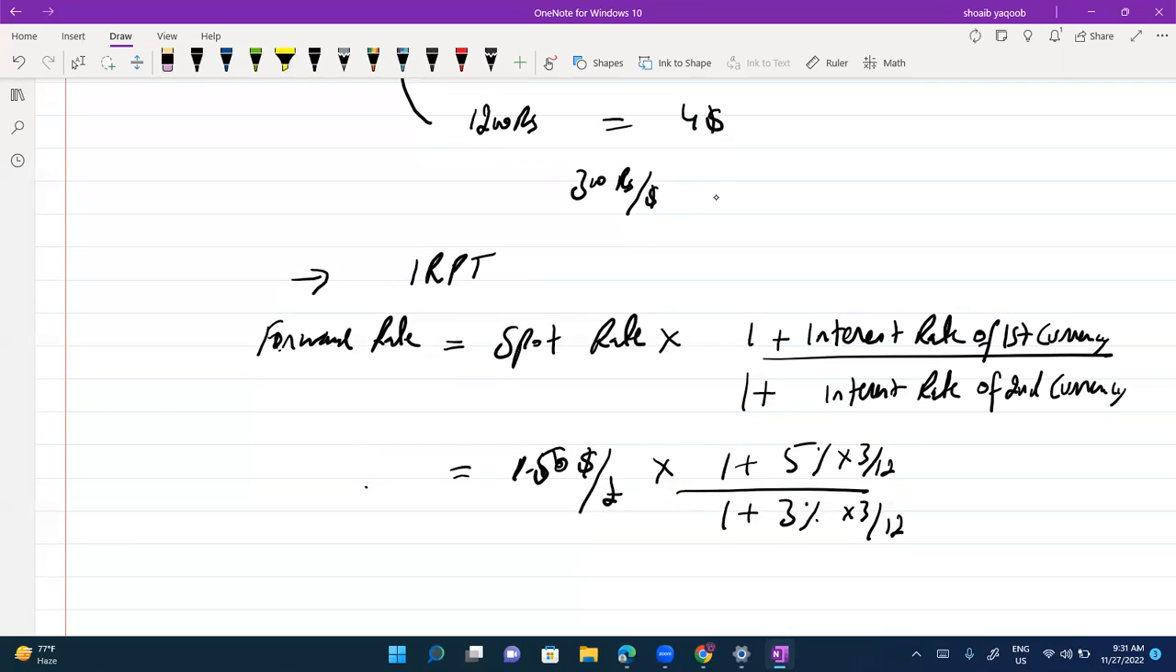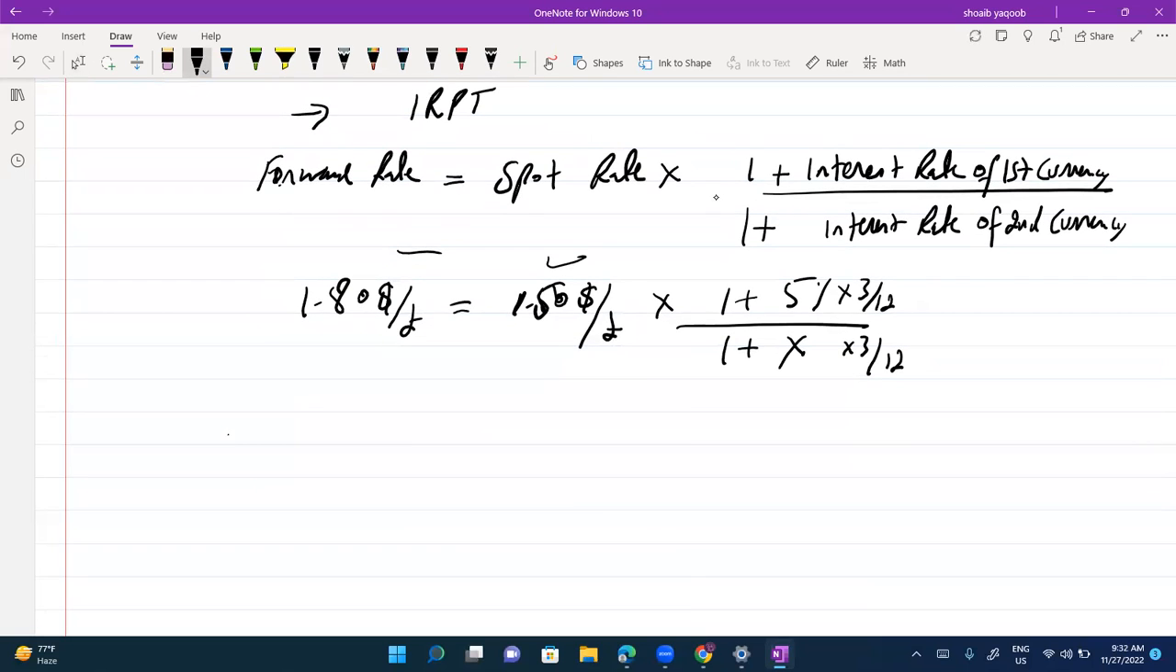And it may be possible forward rate will be given, spot rate will be given, and one of the interest rate is missing. You have to calculate that interest rate. The question can be tested in this style. You should know that.